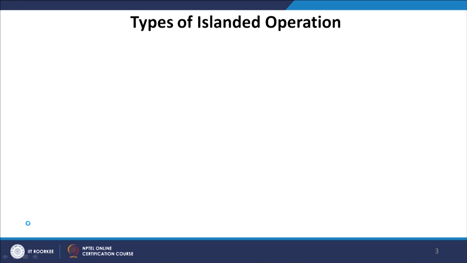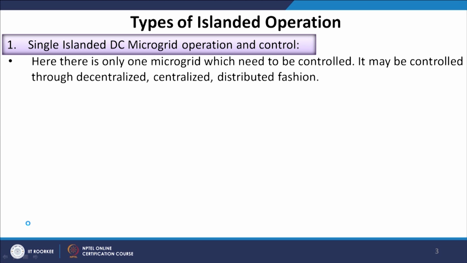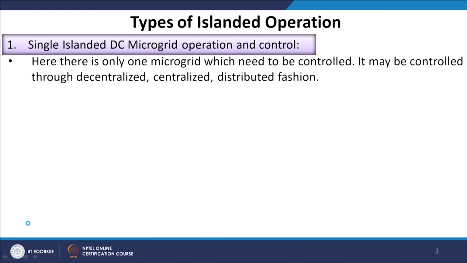Now, let us concentrate on types of islanded mode of operation where we have single DC microgrid, and the second one where we have multiple DC microgrid in place. Considering single islanded DC microgrid operation and control, here there is only one microgrid which needs to be controlled. It may be controlled through decentralized, centralized or distributed fashion.